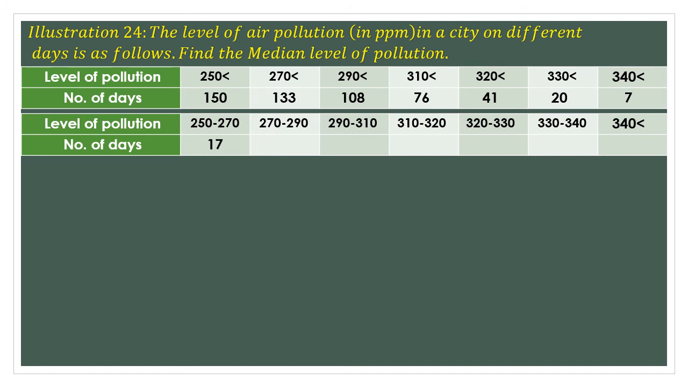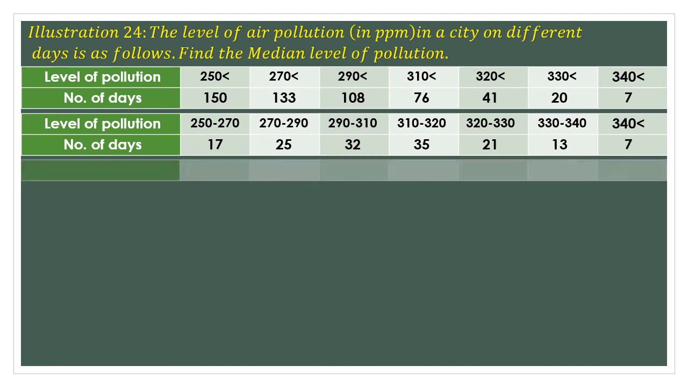150 minus 133 is 17. Similarly, 133 minus 108 is 25. 108 minus 76 is 32. 76 minus 41 is 35. 41 minus 20 is 21. 20 minus 7 is 13, and the last one, the frequency will be as it is, 7. We have to find the cumulative frequency, that is 17 plus 25, 42 plus 32, 74 plus 35, 109 plus 21, 130 plus 13, 143, and plus 7, 150.